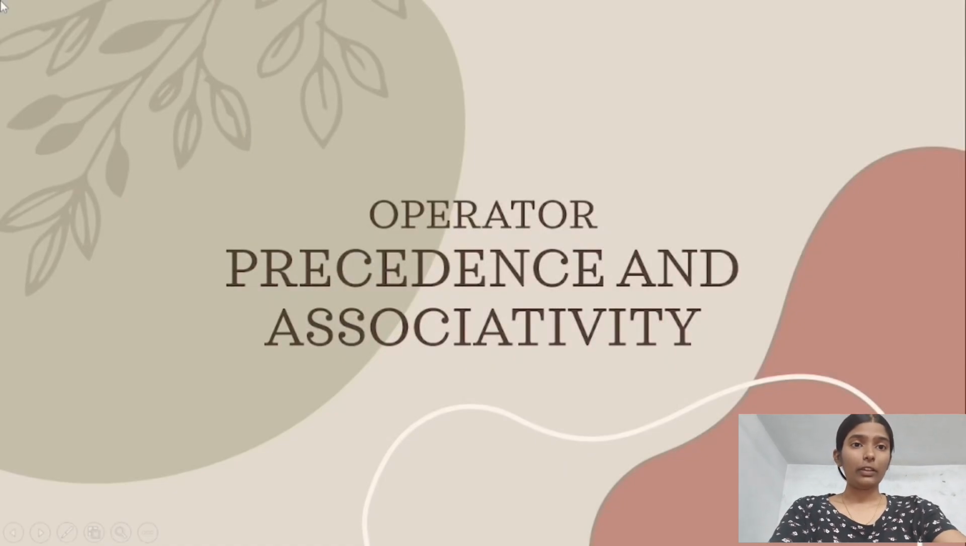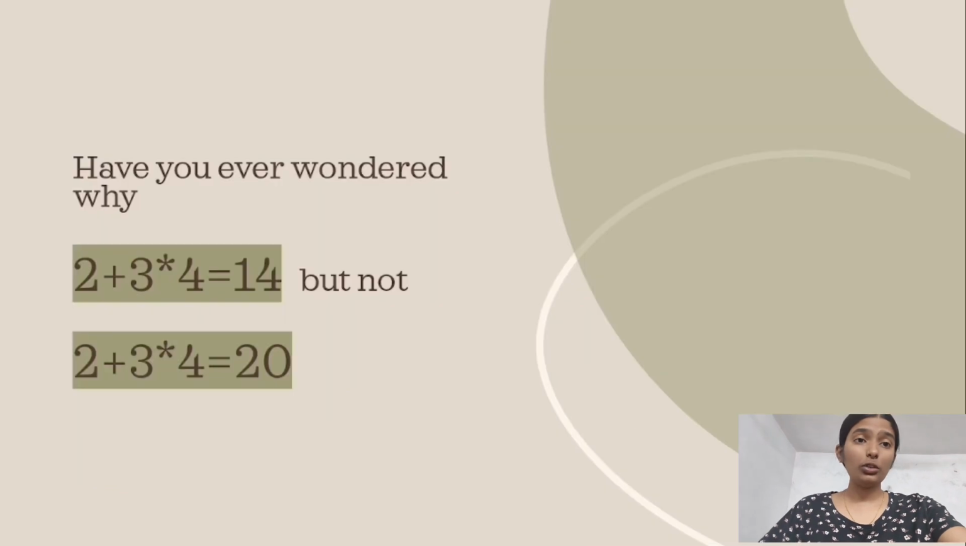Today we are going to dive into the topic operators, precedence and their associativity. If you have ever wondered why 2 plus 3 into 4 is equal to 14 but not 20, or why some operators are evaluated before the others, this video is for you. By the end of this video, you will understand how Python decides the order of the operators to be evaluated.